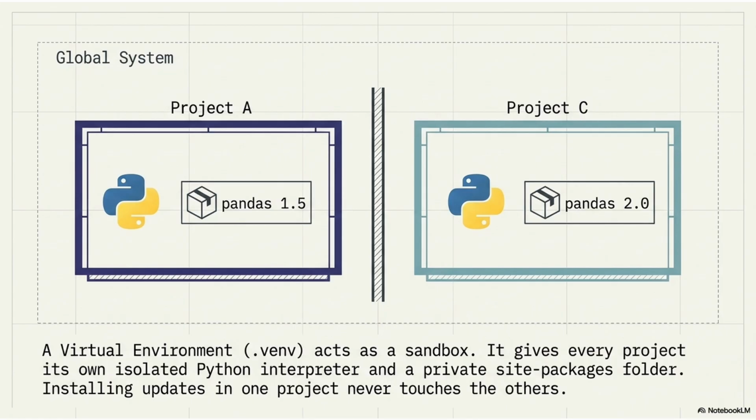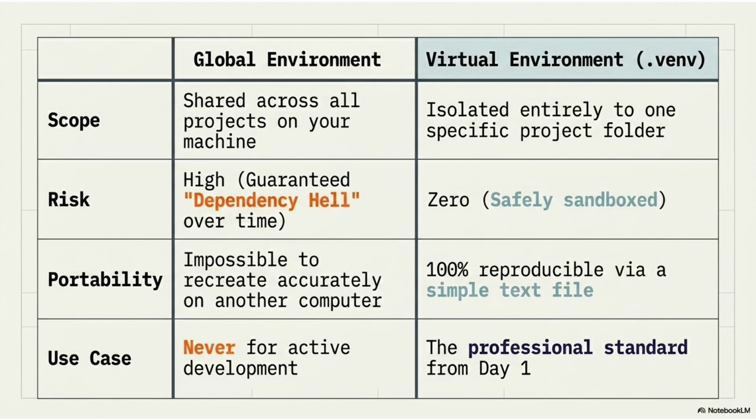You can upgrade, downgrade, install experimental packages, or break things completely inside one environment with zero risk to any other project on your machine. The .venv folder, by convention named with a leading dot to mark it as hidden infrastructure, lives inside your project directory and travels with the project.